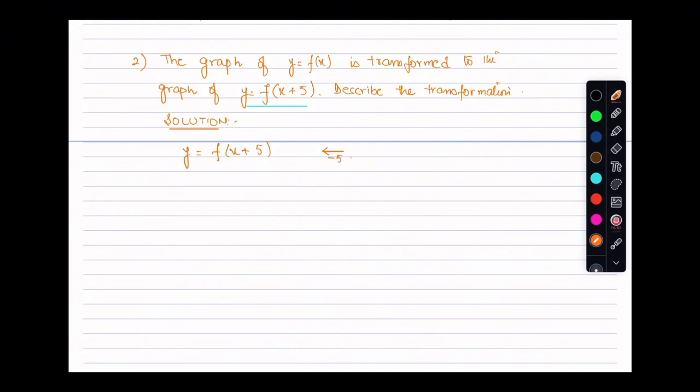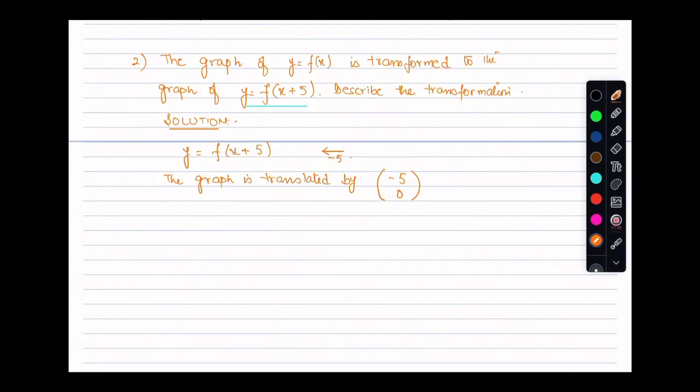So to describe the transformation, I'll simply say that the graph is translated by -5, and there is no translation taking place in the vertical direction. Therefore, I'll say it's (-5, 0). This is how I will give the translation vector here.